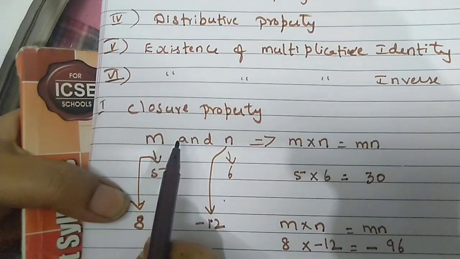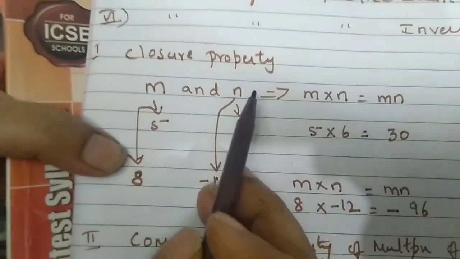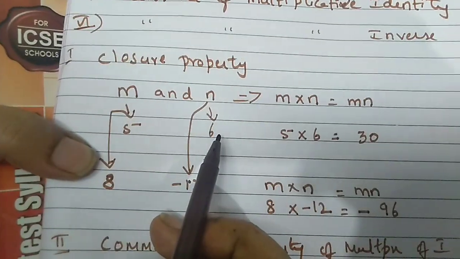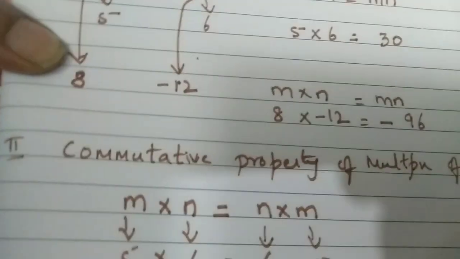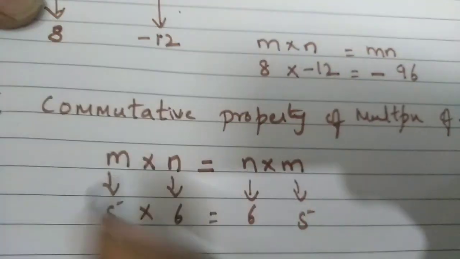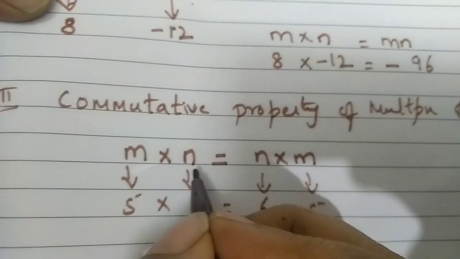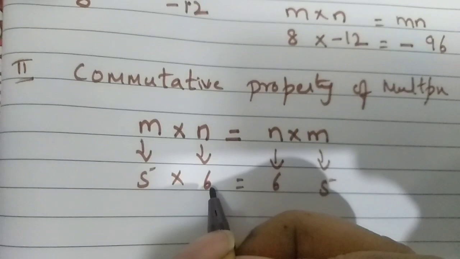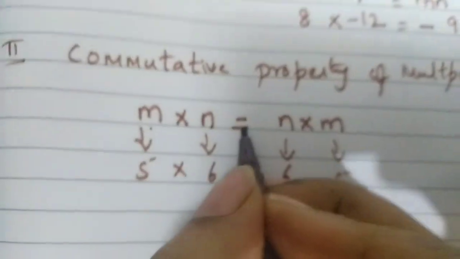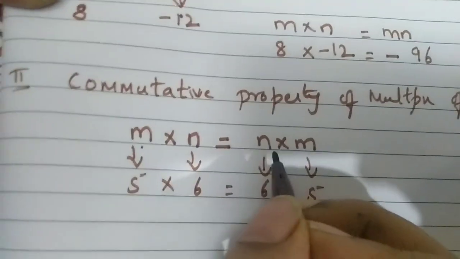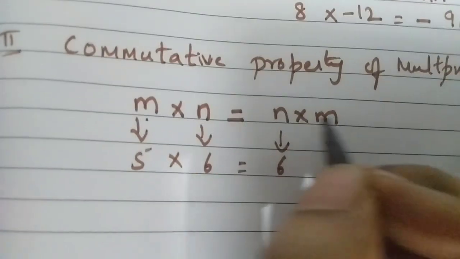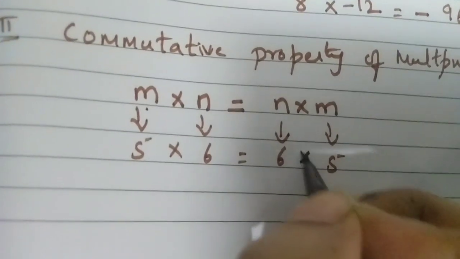I'm using the same example, same values here. m I'm substituting with the value of 5, and n I'm substituting with the value of 6. So m into n yields me the same result. I just have to reverse it, n into m. So that is 5 into 6 equals 6 into 5.